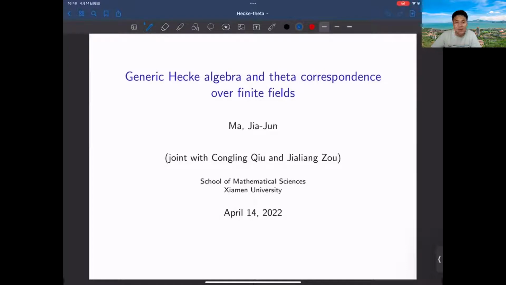So today I will talk about generic Hecke algebras and the theta correspondence over finite fields. And after the talk, I will say a little bit more about my interactions with Gordon. Okay, so let's first talk about the math. This is joint work with Zhou, Congling, and Jialiang Zhou.